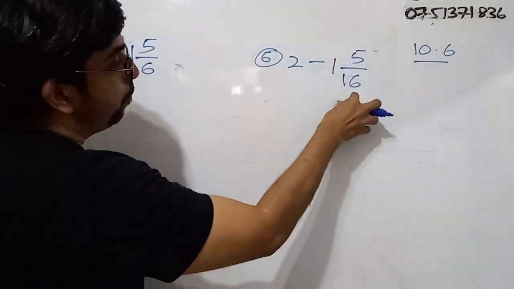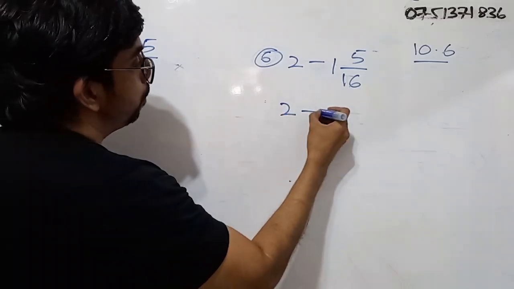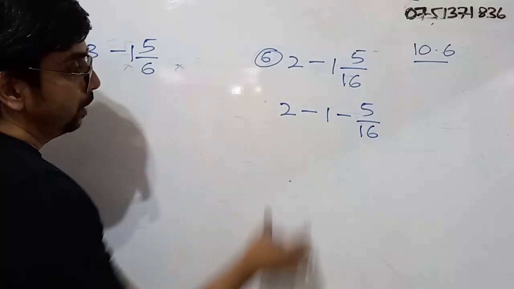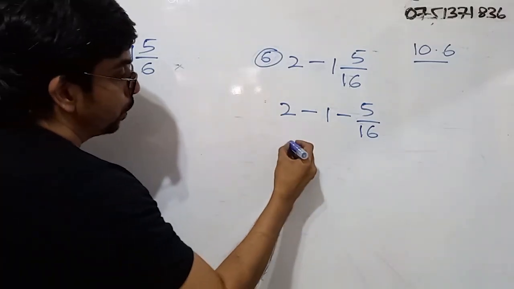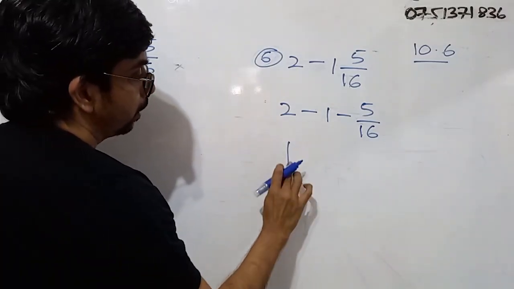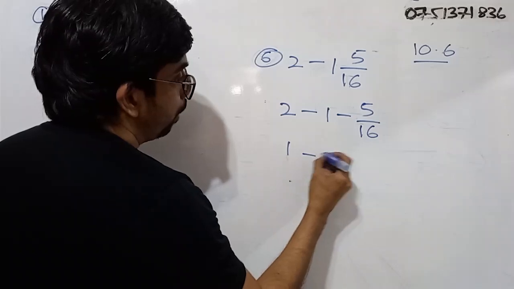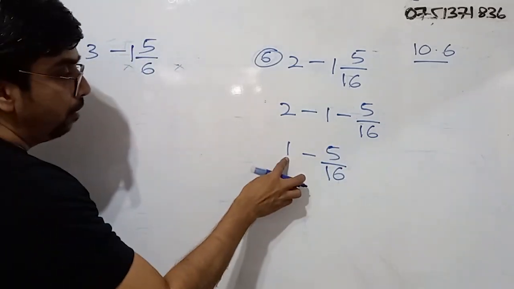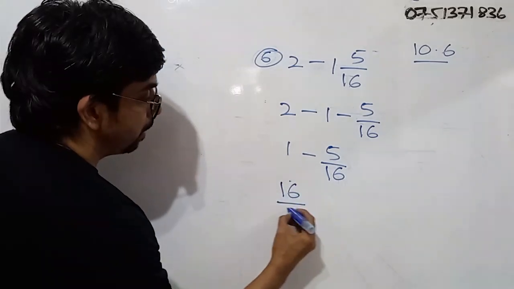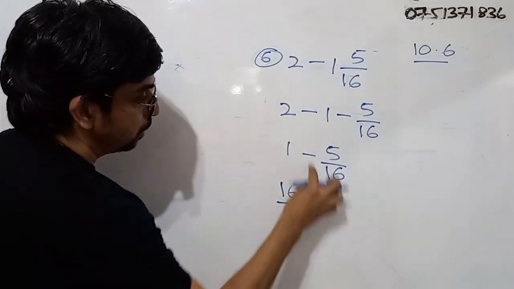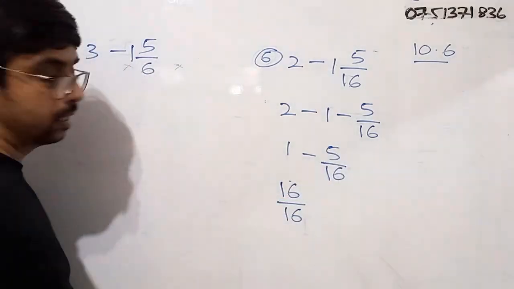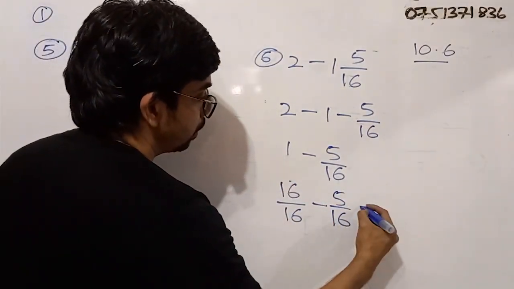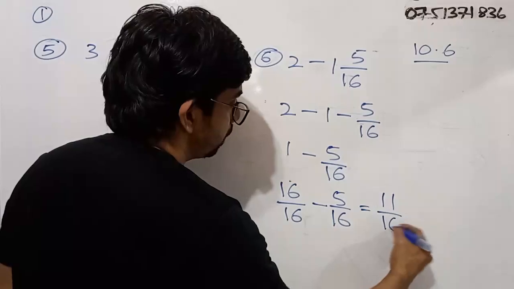So I will rewrite this mixed number. 2 minus 1 minus 5 by 16. Then I will simplify these two. So the outcome will be what? 1. 1 minus 5 by 16. 1 will be what? 16 by 16, considering this fraction where the denominator is 16. So 16 by 16 minus 5 by 16. So what's the answer? 11 by 16.